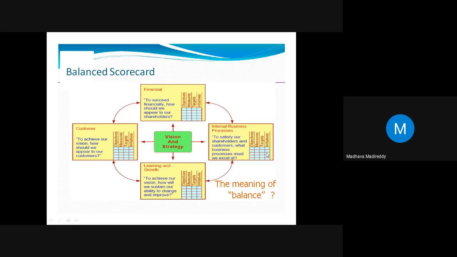Then you have internal business processes. These are measures, targets, and initiatives primarily done to satisfy our shareholders and our customers. What business processes do we excel at, what is our strategic core competence, and then working on those internal business processes. This is called vision and strategy, and this is a balanced scorecard.